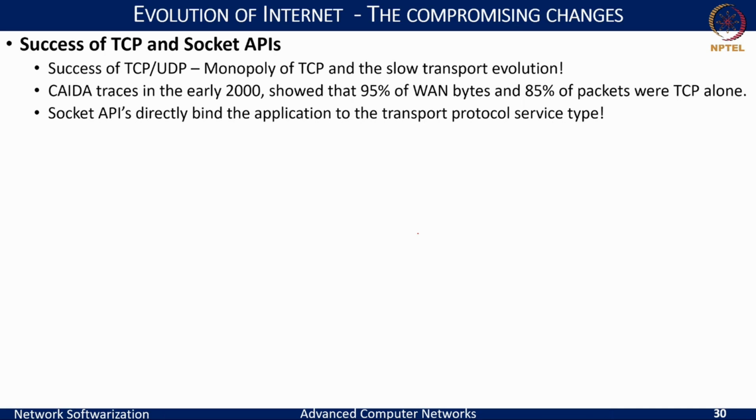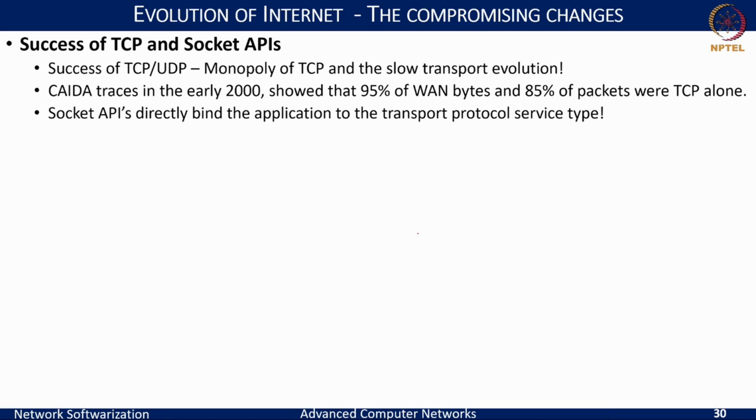Also, the success of the socket APIs that provide the mapping of an application to the transport protocols: you could see that in most cases, the type of socket that you would create would invariably map to TCP as its default transport protocol. And thus, we started to see this form of hardening, also called ossification in this case.